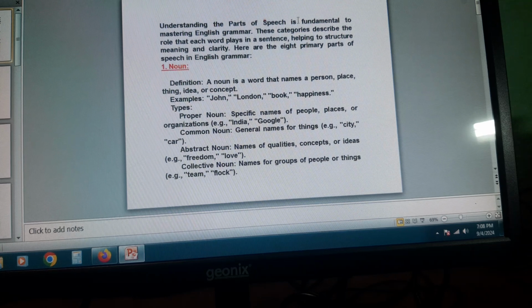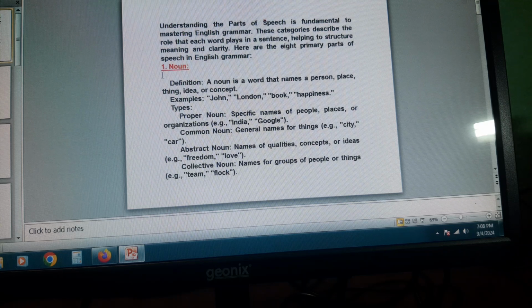Understanding this part of speech is fundamental to mastering English grammar. These categories describe the role that each word plays in a sentence, helping to structure meaning and clarity. Here are the 8 primary parts of speech in English grammar.